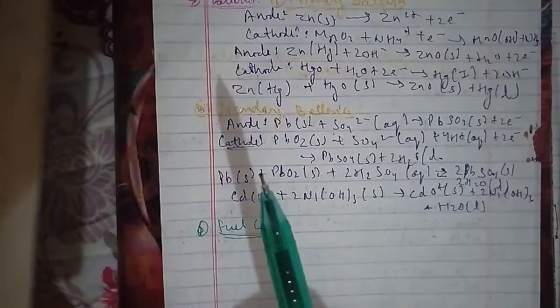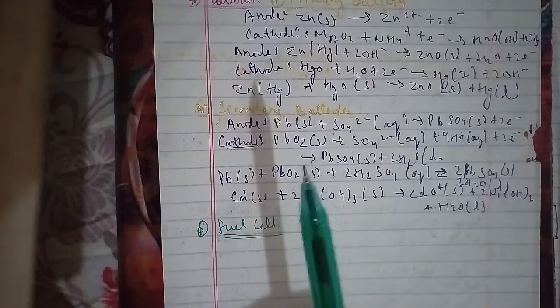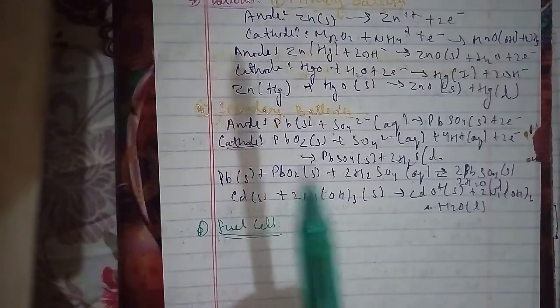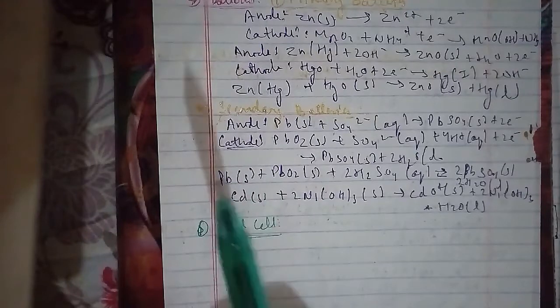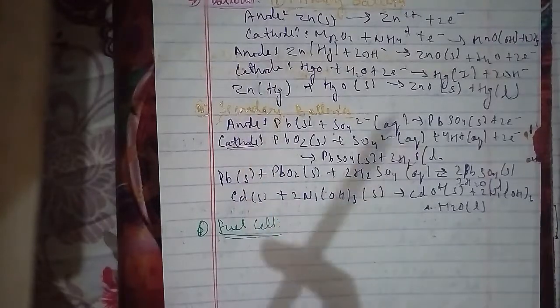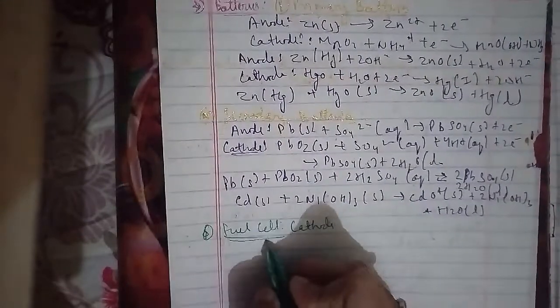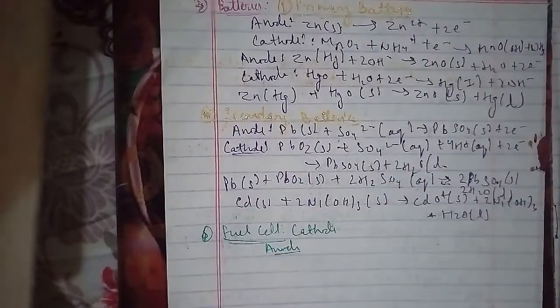For the cathode we have O2 gas plus 2H2O liquid plus 4e minus giving 4OH minus aqueous. For the anode we have 2H2 gas plus 4OH minus aqueous giving 4H2O liquid plus 4e minus. So the overall reaction is 2H2 gas plus O2 gas giving 2H2O liquid.